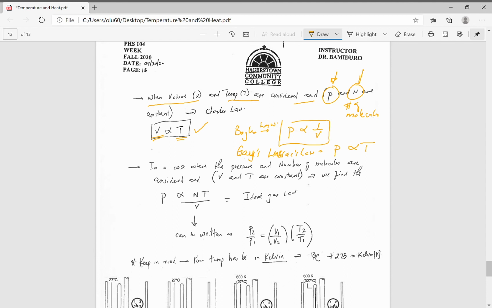Okay. Then we have what we know as an ideal situation, or I should say Charles' law. Before I go there, Charles' law tells us that the volume, which I have addressed right here, is actually proportional to the temperature. Okay. Let me just erase this part here so we don't get confused. So this is Charles' law right here.